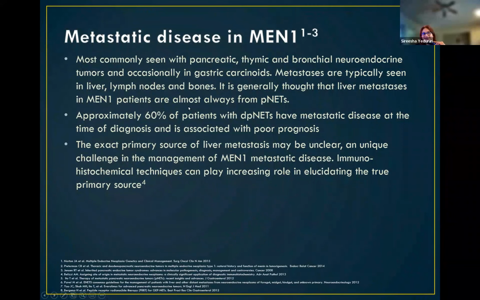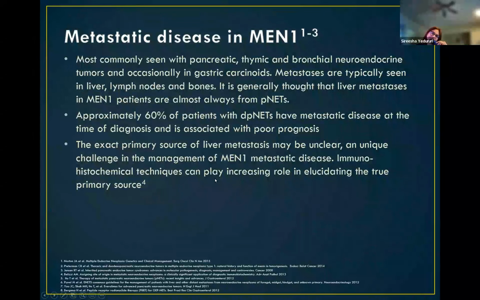The statistics vary depending on the paper that you cite, but 60% of the patients with duodenopancreatic neuroendocrine tumors have metastatic disease at the time of diagnosis, and this is associated with poor prognosis. The exact primary source of liver metastasis may be unclear. Particularly, this patient may have multiple pancreatic neuroendocrine tumors, and which tumor is metastasizing may not be clear. It's a unique challenge in these patients with MEN1. I think we still need future studies to know.